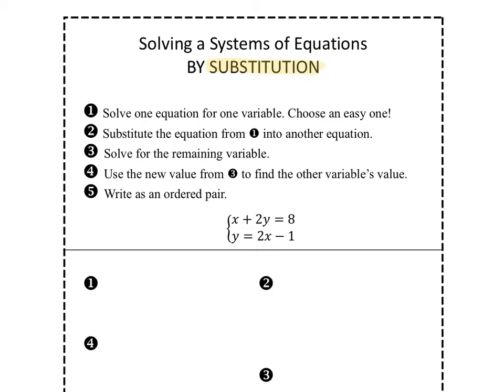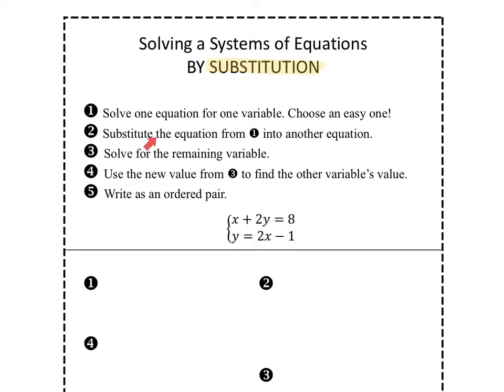Okay, so to solve by substitution, here are the steps we're going to take. First, we're going to solve one equation for one variable, meaning we want one of our equations to say x equals or y equals, and then all of the other information after it. So pick the one that's going to be easiest to solve. We'll look at a couple of examples.